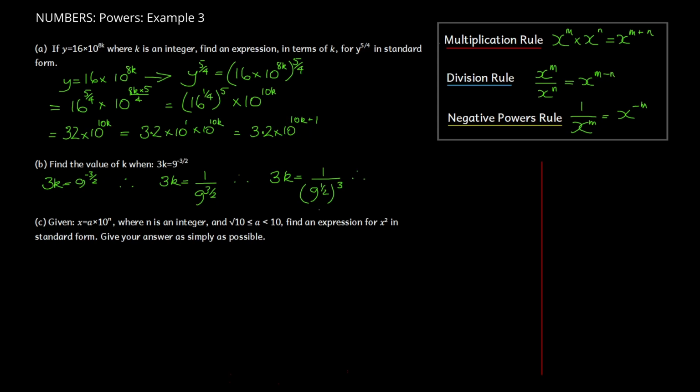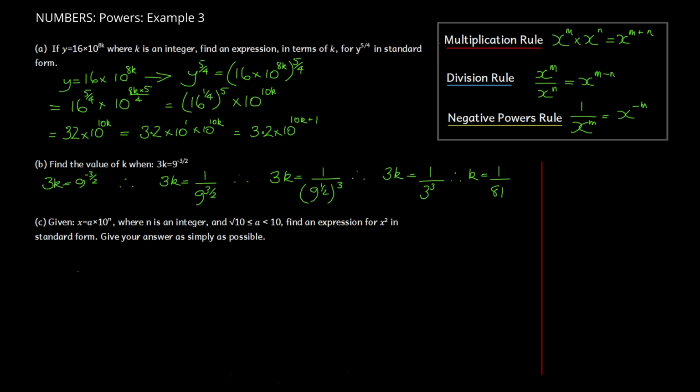Now, 9 raised to the power of a half is the square root of 9, which is 3. So we get 3k is equal to 1/3 cubed. And if we divide both sides by 3, we get k is equal to 1/81, which is 3 times 27. We've got our answer.